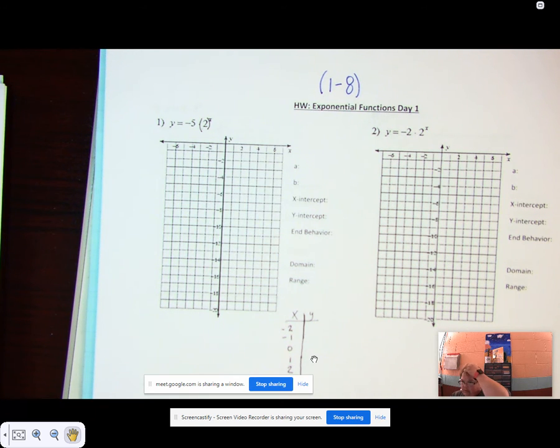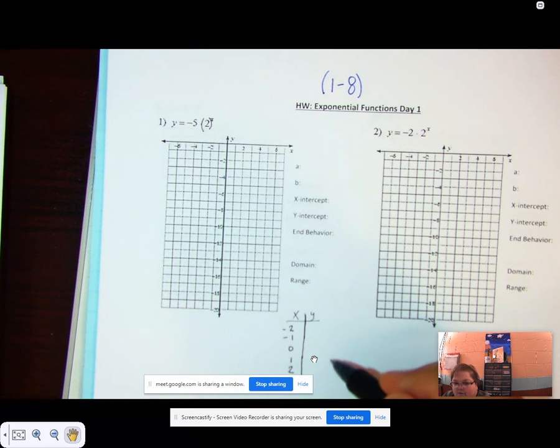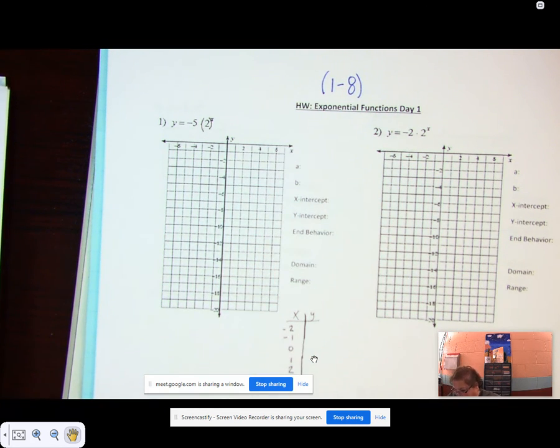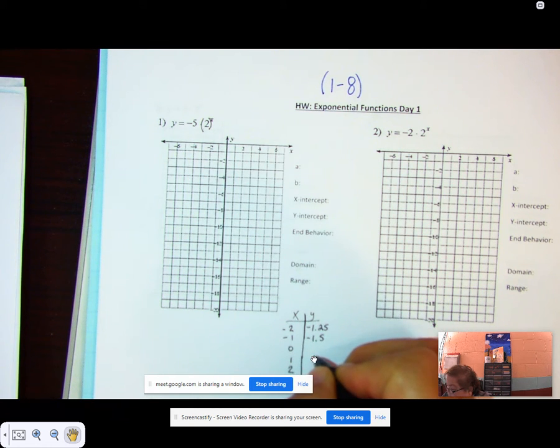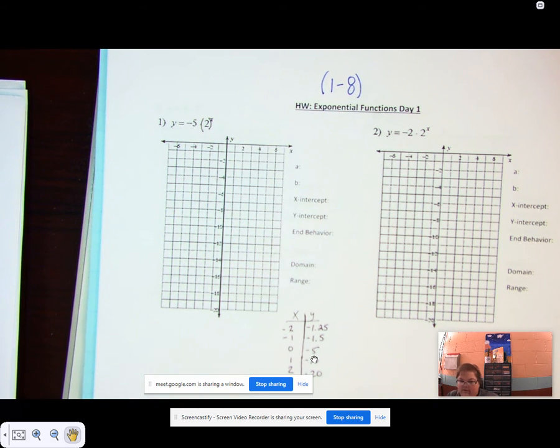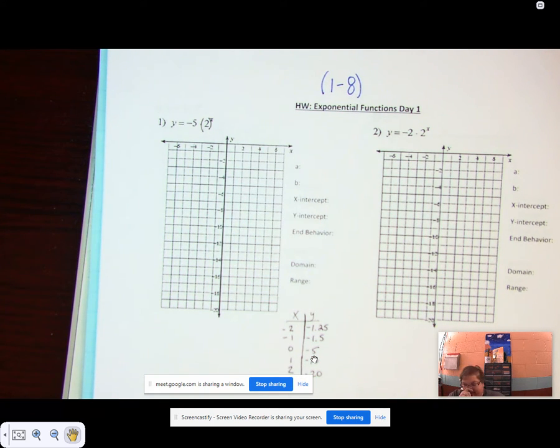You are going to need at least 2 decimal points in your table of values so you can get a good idea of where that curve is, okay? Now, you should have gotten -1.25, -1.5, -5, -10, and -20, okay? So that should be the table that you got.